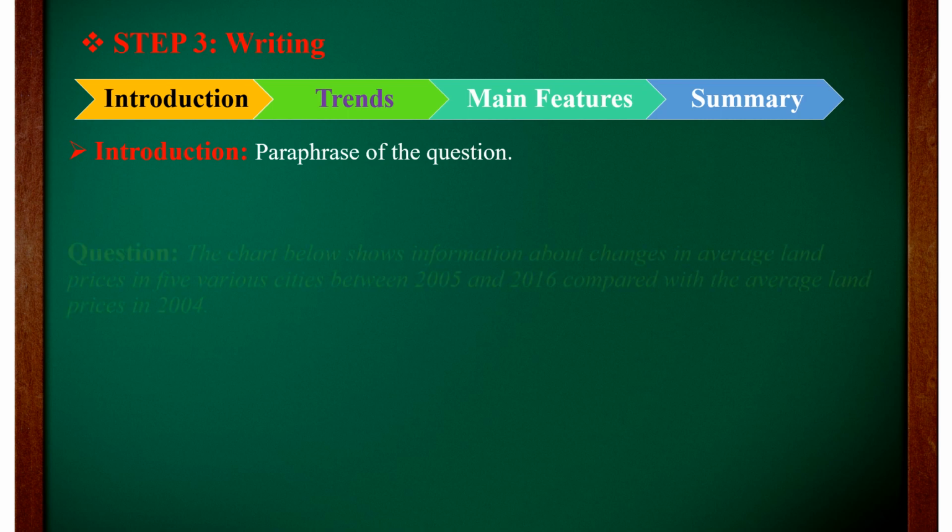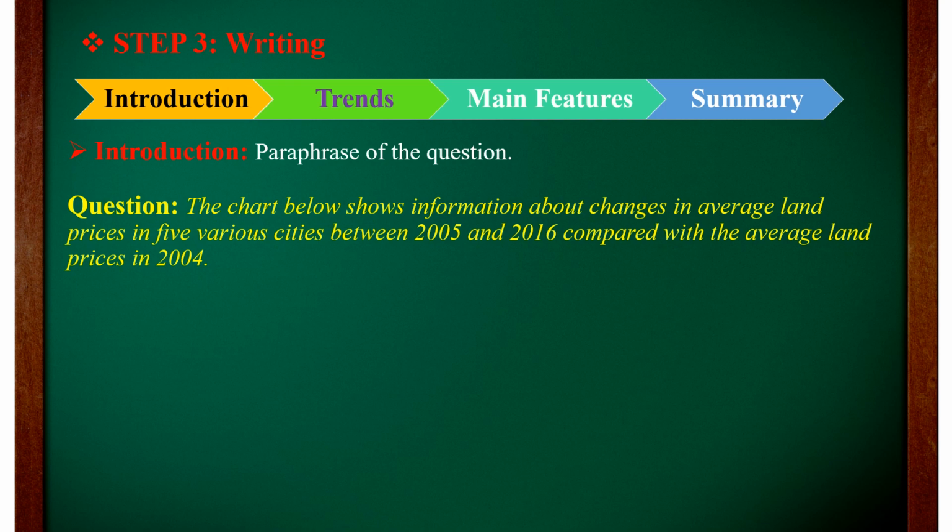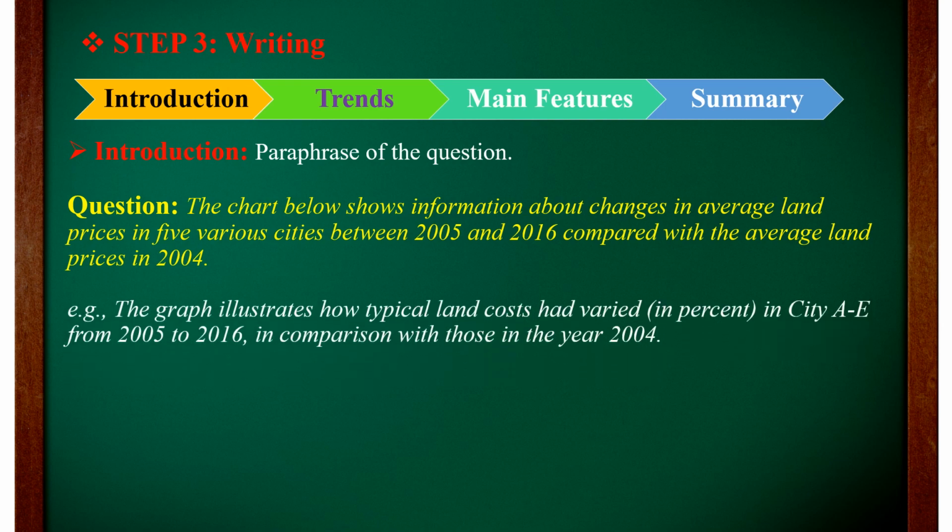The question is, the chart below shows information about changes in average land price in 5 various cities between 2005 and 2016 compared with the average land price in 2004. So how did I paraphrase this? I paraphrase it as, the graph illustrates how typical land costs had varied in percent in city A to E from 2005 to 2016 in comparison with those in the year 2004. As you can see, I employ other words that still maintain an identical meaning to the question.